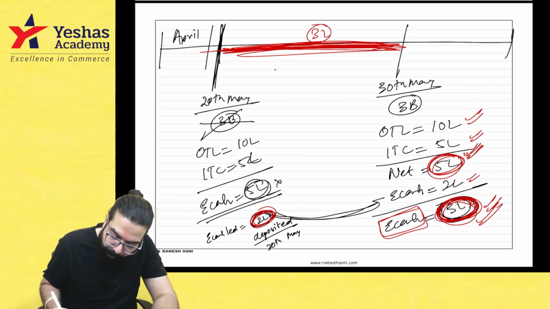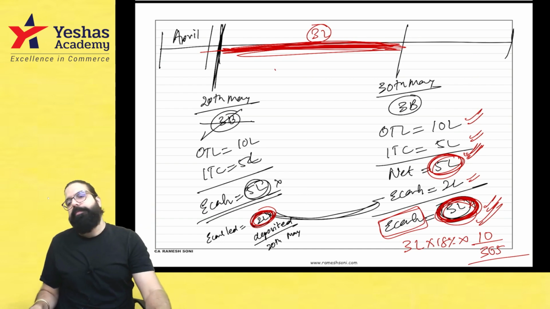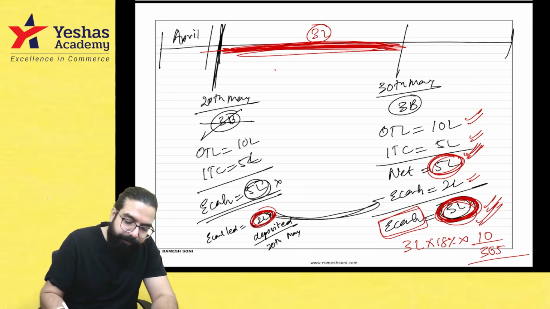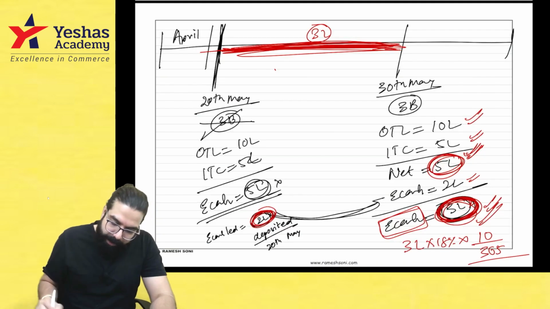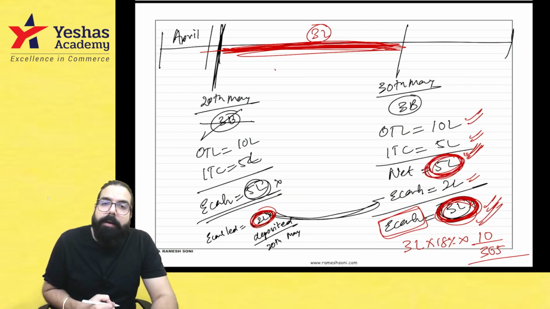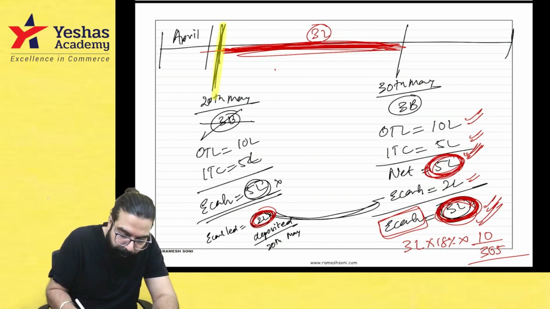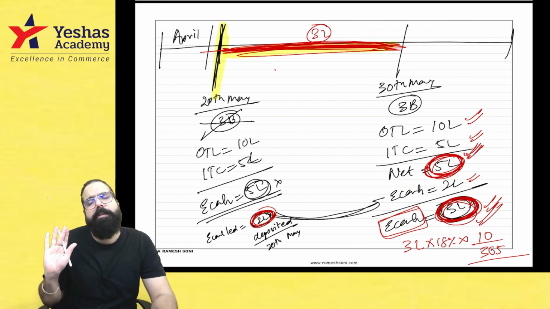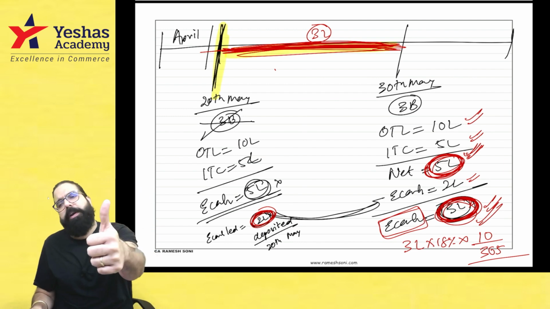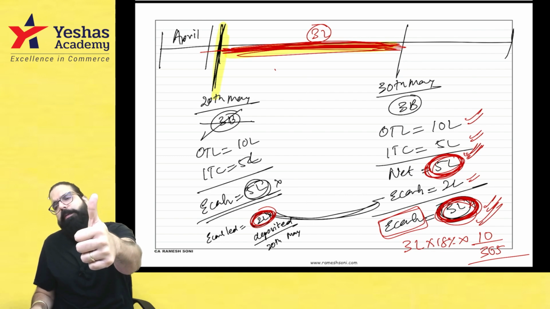So interest will come on 3 lakh rupees, 18% into 10 days divided by 365. Done, sir. Earlier we were paying interest on 5 lakh, but now the relief has been given. Government told if you deposited 2 lakh over here, the pending amount was 3 lakh only, so pay interest only on 3 lakh rupees. I hope this point is clear. Quickly give me a heads up. Are we all clear till here?